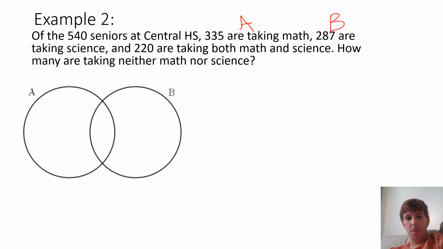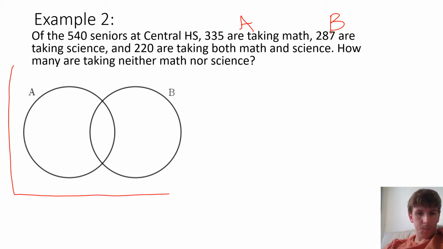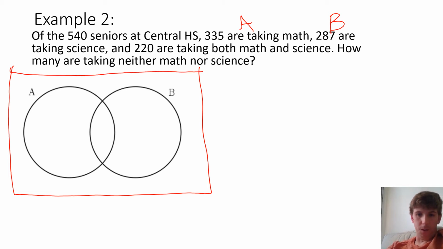You could use the letters M and S if you wanted. And then 220 are taking both. How many are taking neither math nor science? All right, so let's fill in a Venn diagram to represent this example first, and then we can go through and answer the question after we filled in the Venn diagram. The first thing I'm going to fill in is the overlap. We have 220 taking both math and science, so I'll fill that in right here.